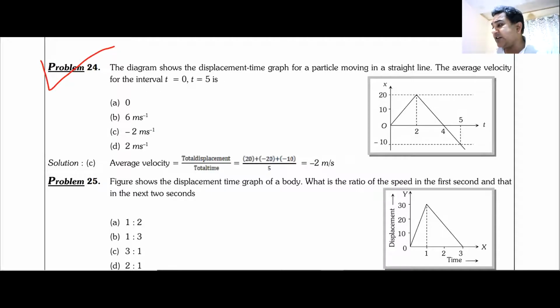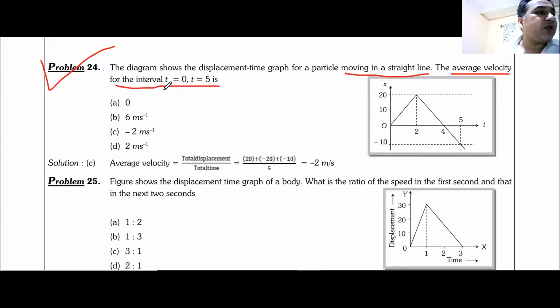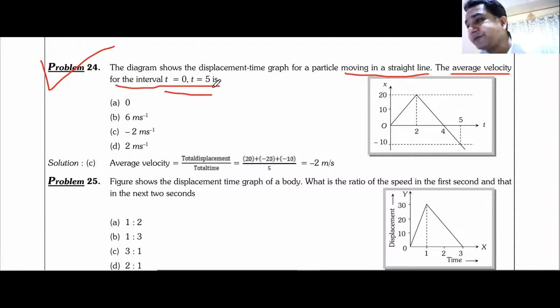Again, this question that you see has come in a previous year NEET 2018. The values may be different. I think the values even were the same. So this is problem number 24. The diagram shows the displacement time graph for a particle moving in a straight line. As you can see, the particle is definitely moving in a straight line. The average velocity for the interval t is equal to 0 to t is equal to 5.